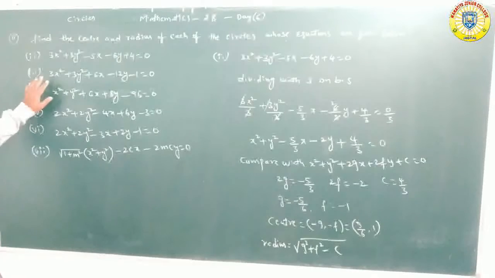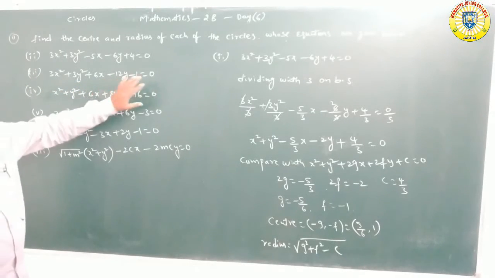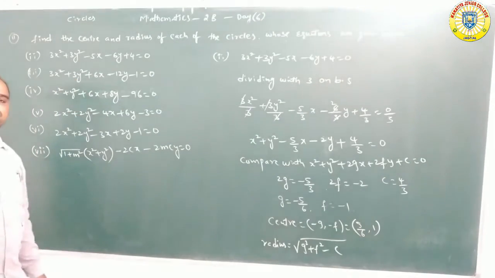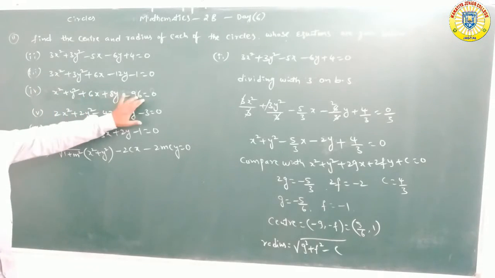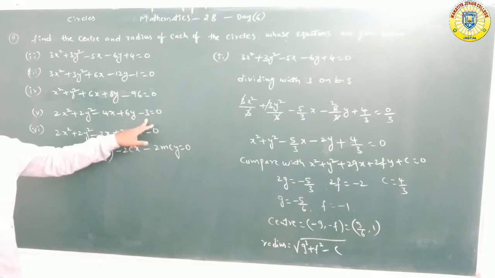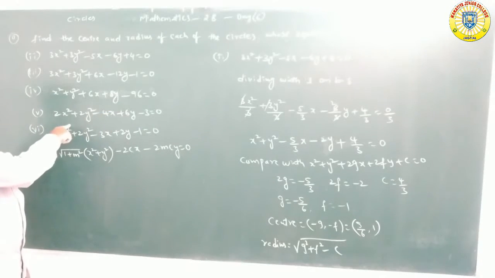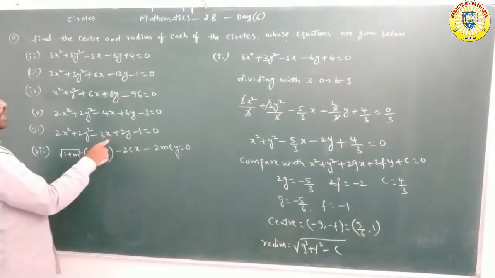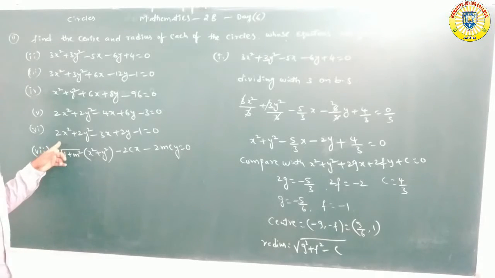The third problem is the same: 3x square plus 3y square minus 6x minus 12y minus 1 equal to 0. This one also, first we convert into the general form of the circle. How to convert? Dividing both sides by 3. Next one: 2x square plus 2y square minus 4x plus 6y minus 3. This also, first we divide both sides by 2. Next one: 2x square plus 2y square minus 3x plus 2y minus 1 equal to 0. This one also, divide both sides by 2.